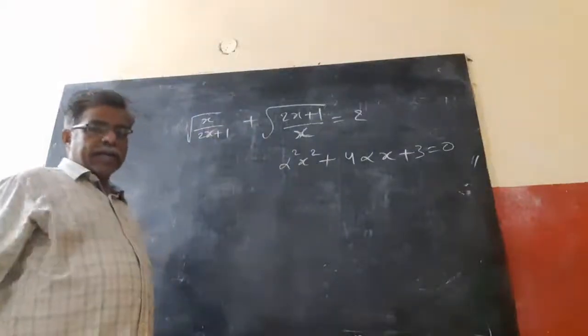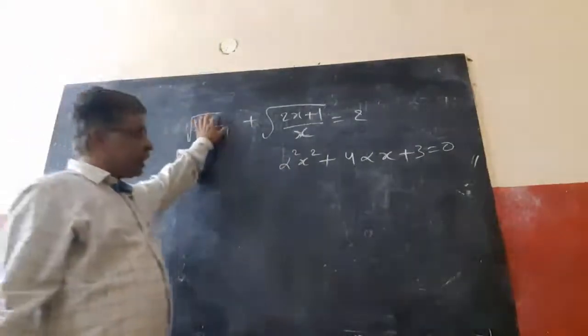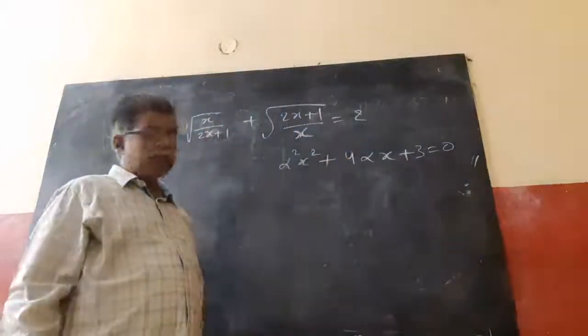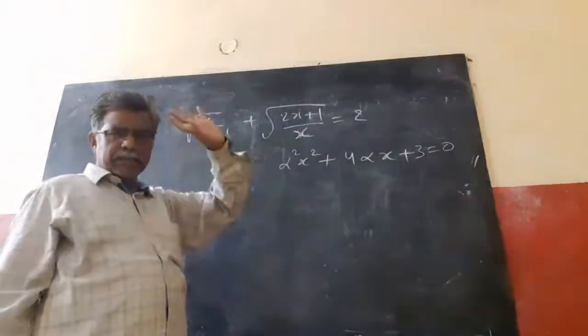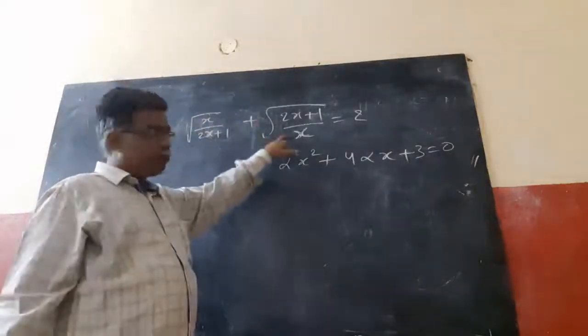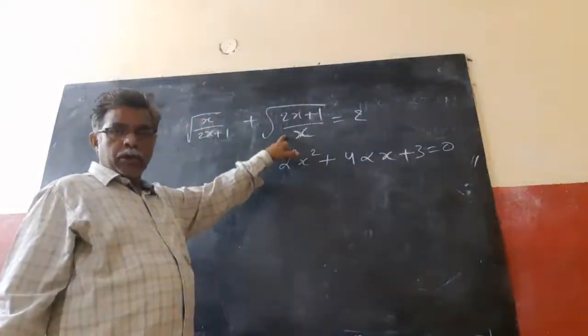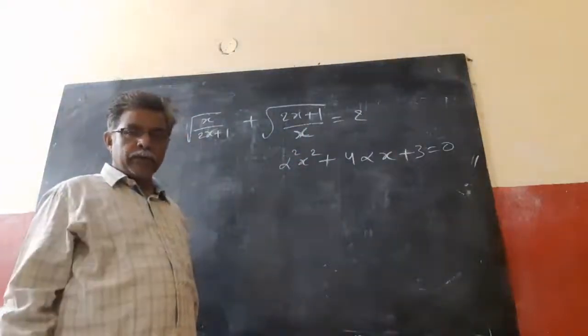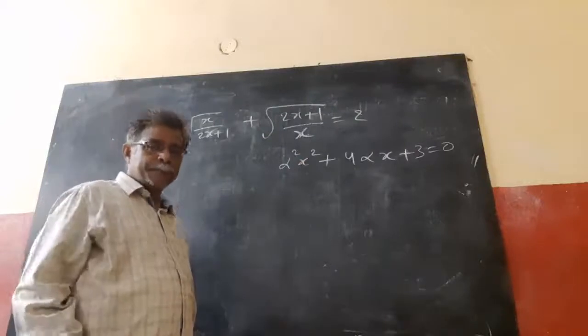Two ways of doing it. Simple last step way: this is 1, the reciprocal of 1 is also 1, so 1 plus 1 equal to 2. So the value of this is 1. Another way is, let this be y, this be 1 by y. So y plus 1 by y equal to 2. Then simplify, you will get the y value.